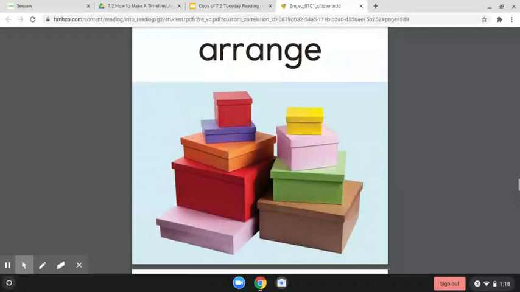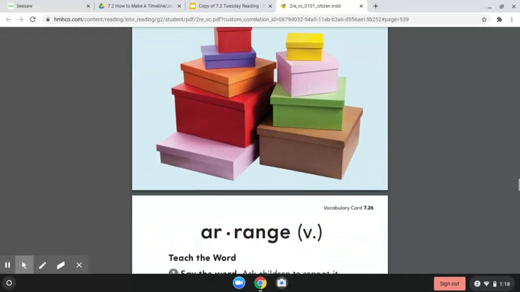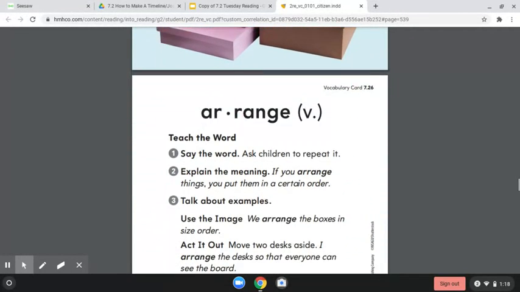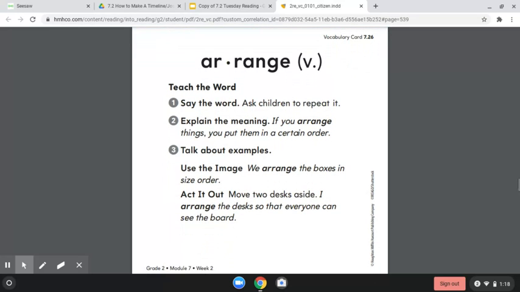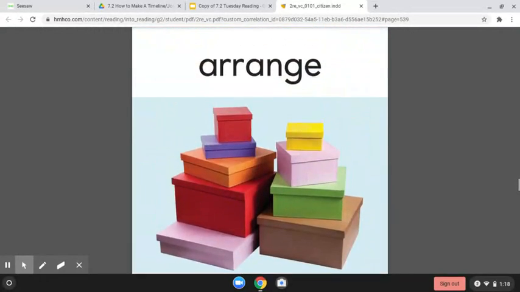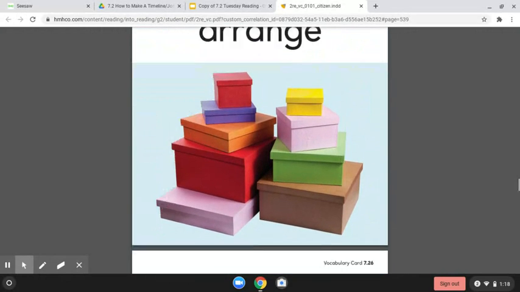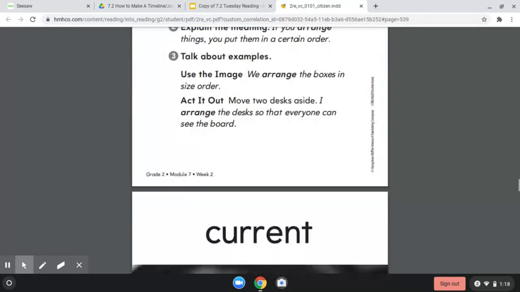And our next one is arrange. It's a verb. So let's say it together, arrange. If you arrange things, you put them in a certain order. And we arranged these boxes in size order from biggest to smallest.